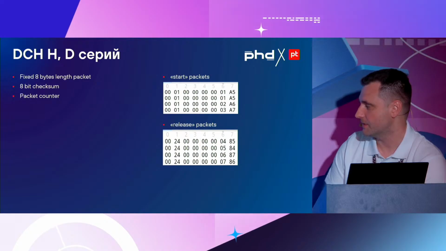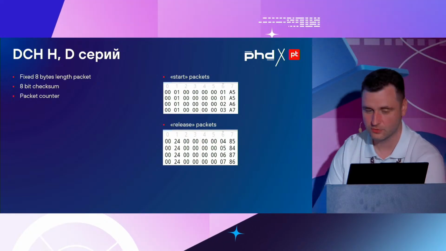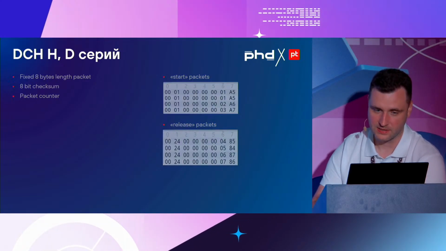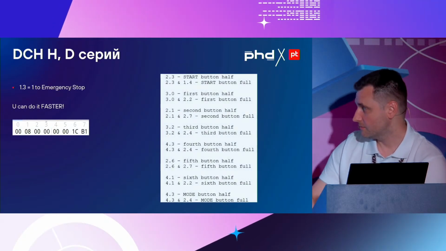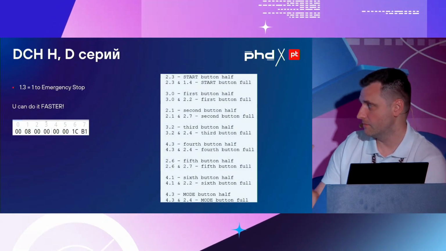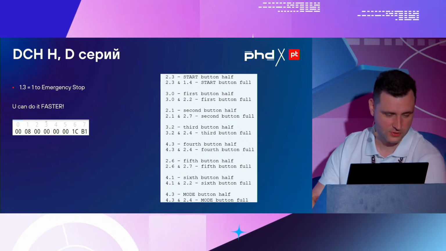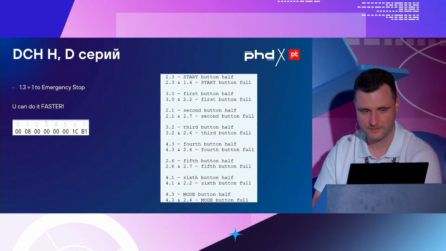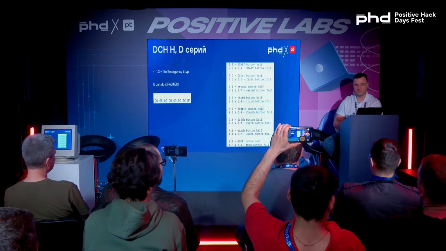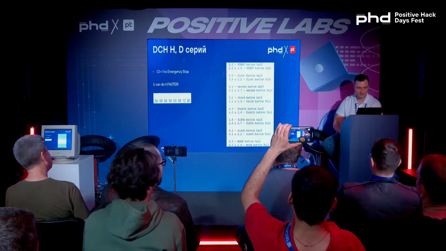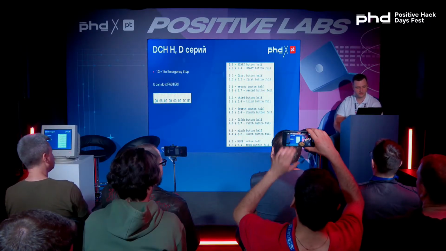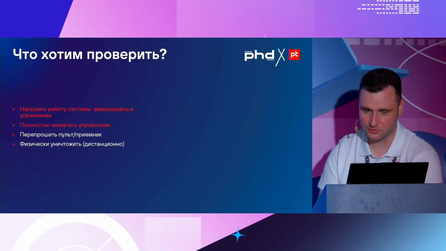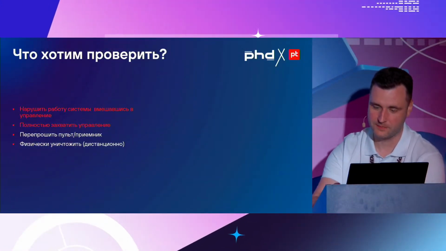So you send some starting packets, and then packets saying that all the buttons are released. If you press a button, then another packet is sent. Emergency stop also. You can send everything much faster. And the third time it was not so interesting, especially once you buy that set for $4,000. And we said, okay, it is clear. We can do the same, just like we did before.